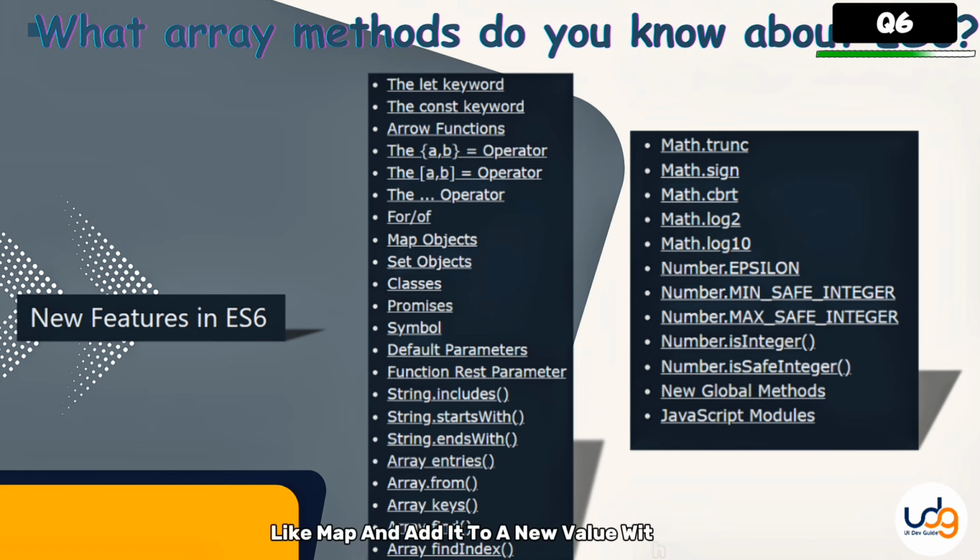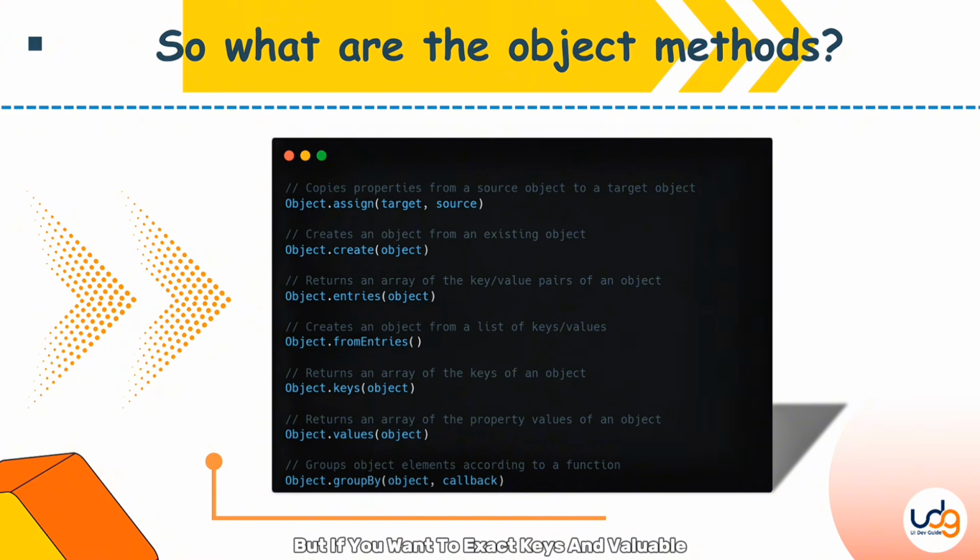So what are the object methods? As you said, for in we can use with the object to loop. There are a couple of methods to use for looping: Object.values, Object.entries, Object.keys. If we want to extract particular keys, we'll use Object.keys. But if we want to extract keys and values both, in that case we will use Object.entries, and we can pass that particular object which we want to use. These are some methods which we can use.